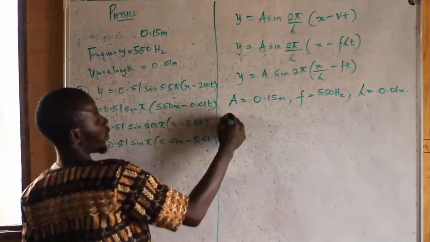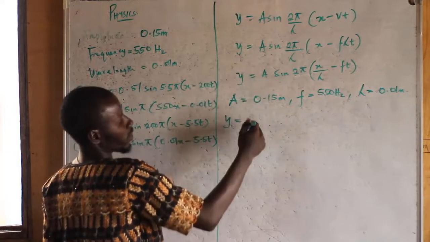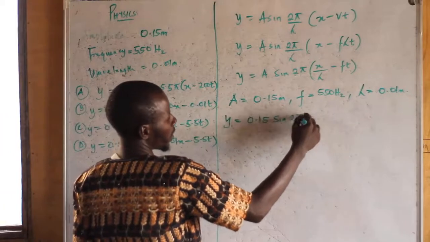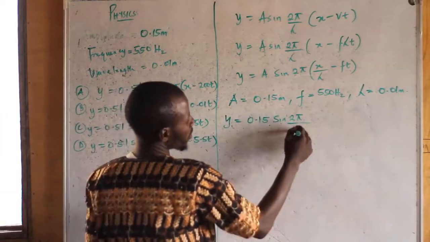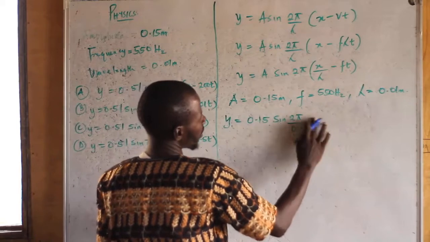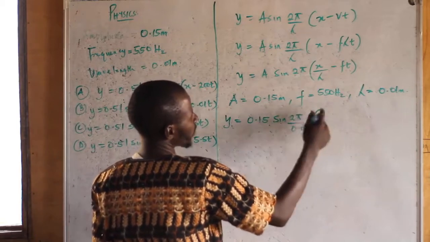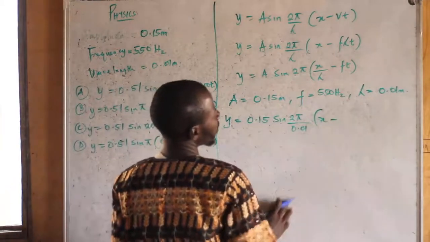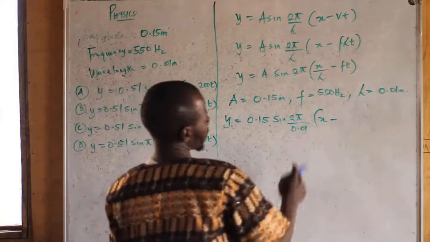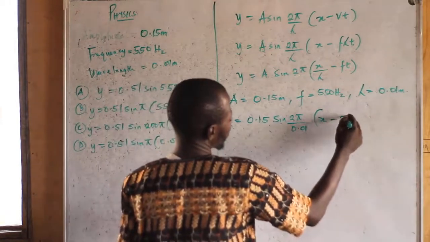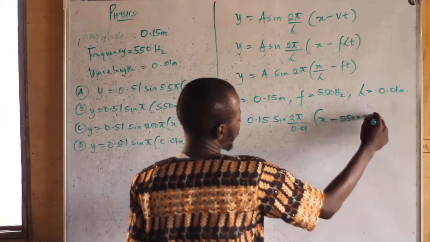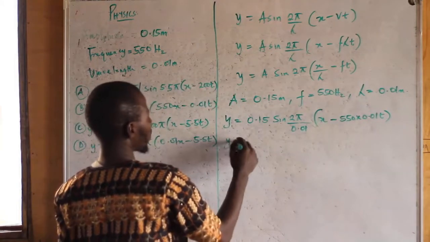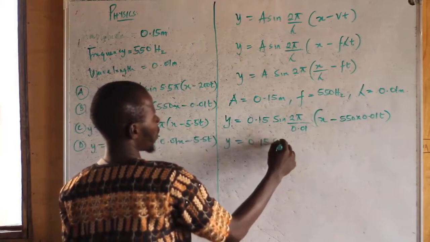So this one now will be Y equals to what? Your A is 0.15 sine 2 pi over lambda, which is 0.01, bracket X minus 550 times 0.01 T. Alright? So what's it going to give? Y equals to 0.15 times what?